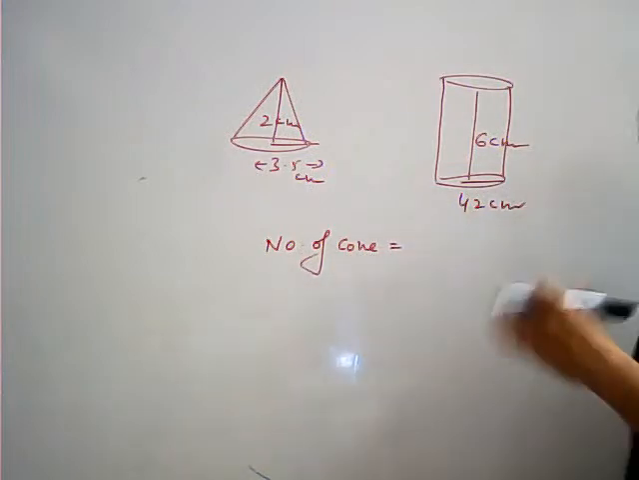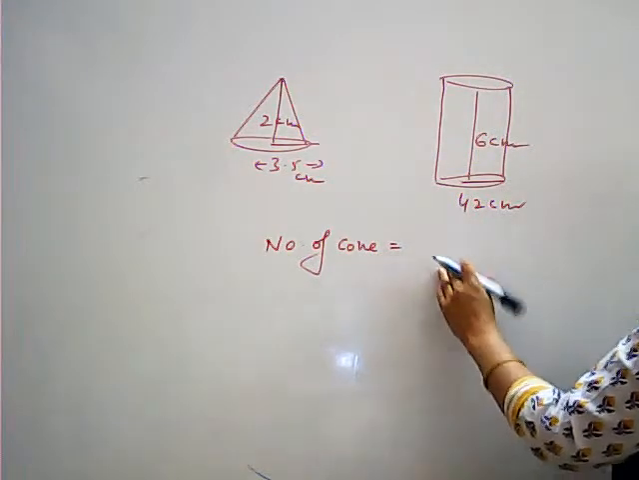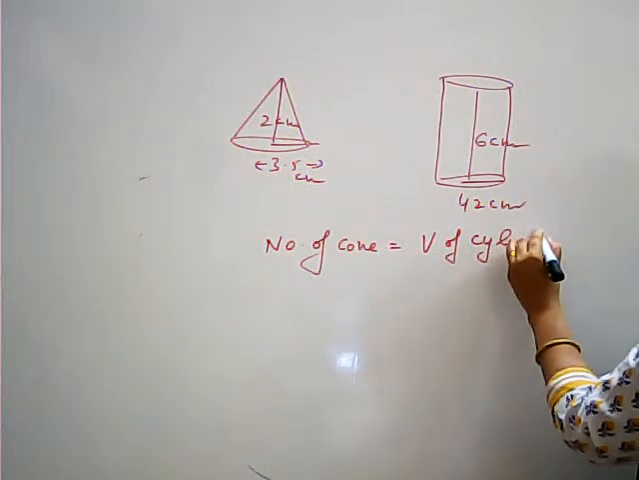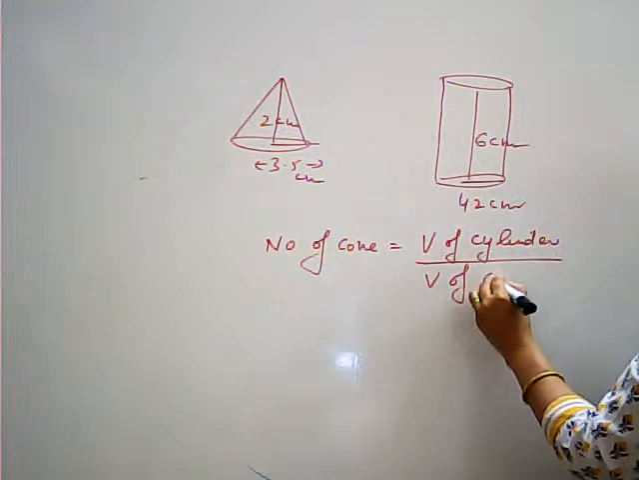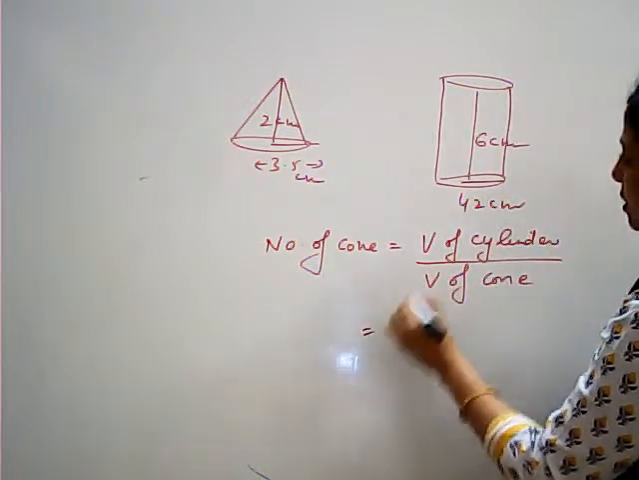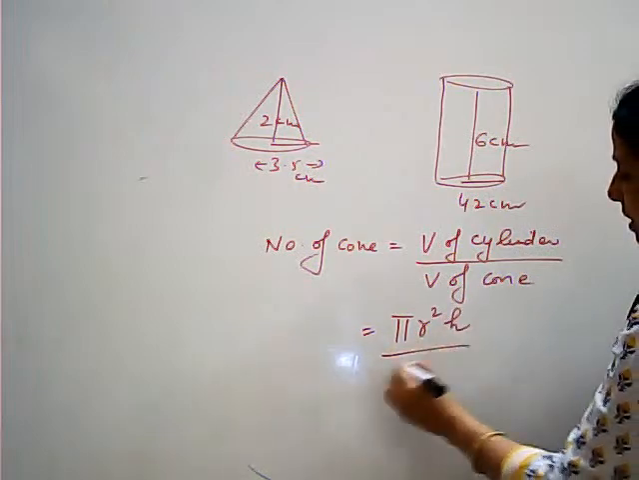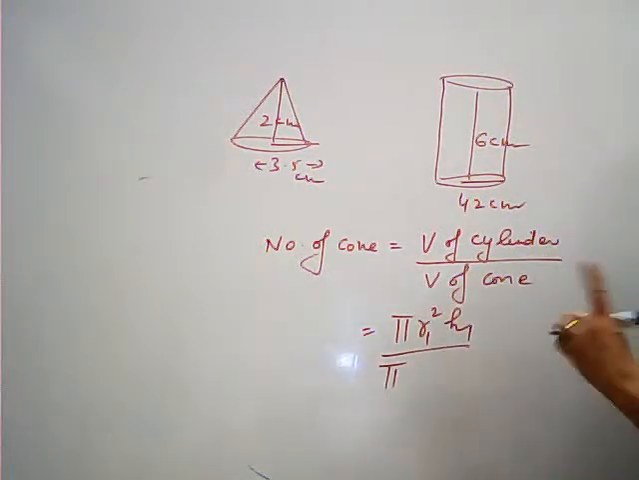So for a melting question, whenever it comes, you need to find the volume. Okay, so find the volume. First you will find the volume of the cylinder divided by the volume of one cone. So that is equal to pi r square h and pi. You can put r1 and r2 because both the values of r are different.